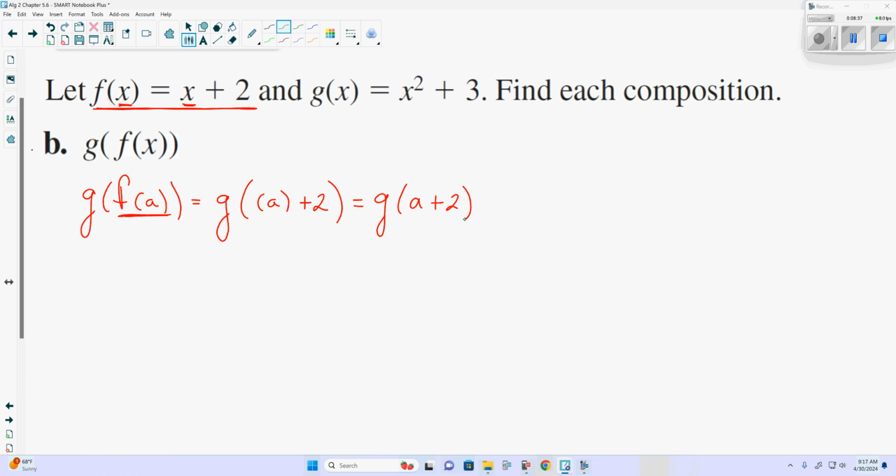Now we're looking at g of a plus 2. Well, g of x is x squared plus 3. Well, we don't have x anymore. We have a plus 2, which means every x in g of x is being replaced with a plus 2. So our x squared, so it's going to be a plus 2. We replace x with a plus 2, and our a plus 2 is being squared. And then we are adding 3 to it. Questions on this here?